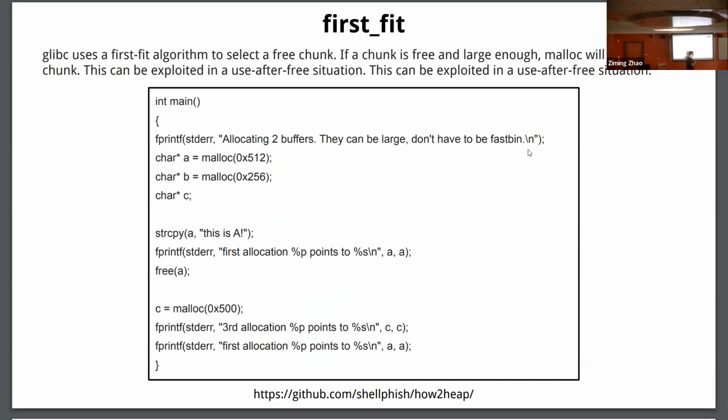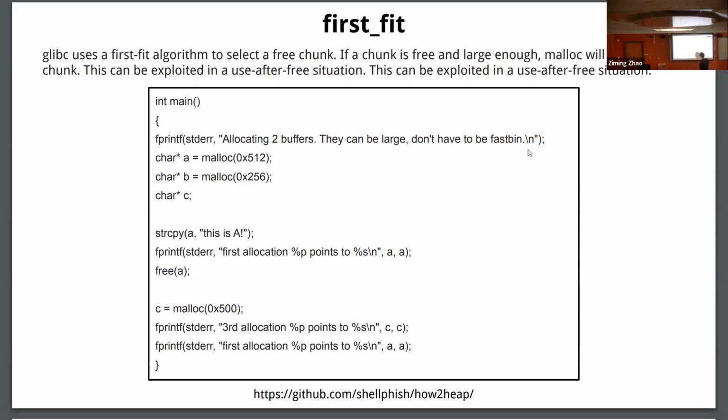A phenomenon we discovered in the current libc implementation is the first fit phenomenon. Basically, glibc uses the first fit algorithm to select a free chunk. If a chunk is free and big enough, malloc will select this chunk to return. And this can be exploited in use after free situations.